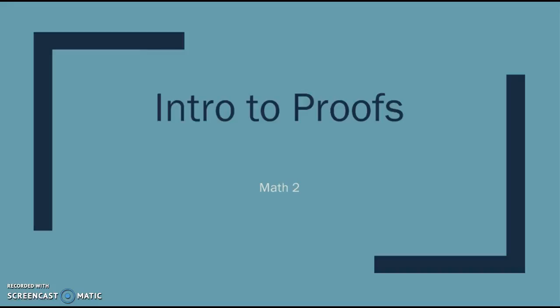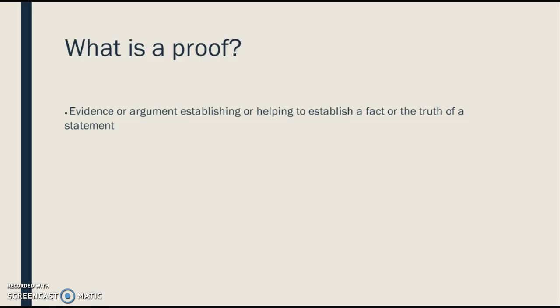Now we're going to take all of the stuff we know about congruent triangles and put it together to create a proof. So what is a proof? Well, a pretty definition is that it's an evidence or argument establishing or helping to establish a fact or the truth of a statement. So we're going to use all of these definitions that we know and use them to argue our point across that these triangles, or whatever we're looking for, are congruent.